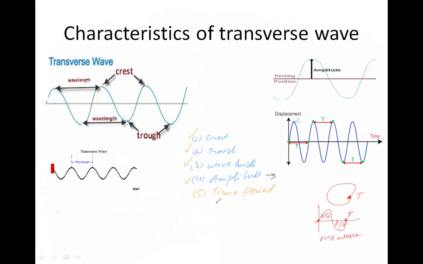So time period is the time required to complete one wave. Now, in this chapter we say one wave, and in other chapters we say one cycle, one vibration, one oscillation. What is time period? Time required to complete one wave. In this chapter, the definition is like this.